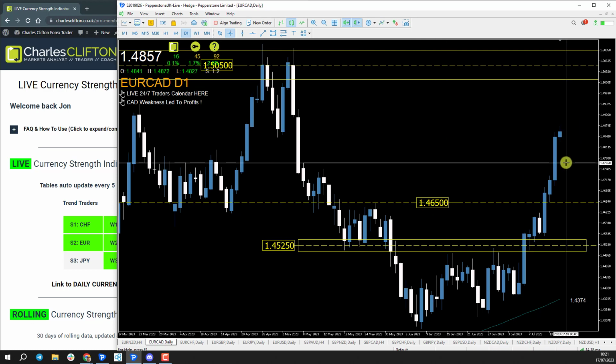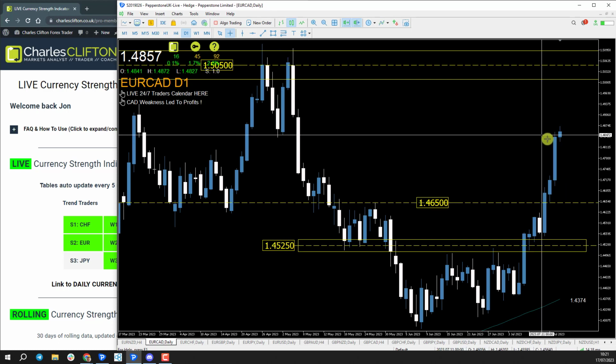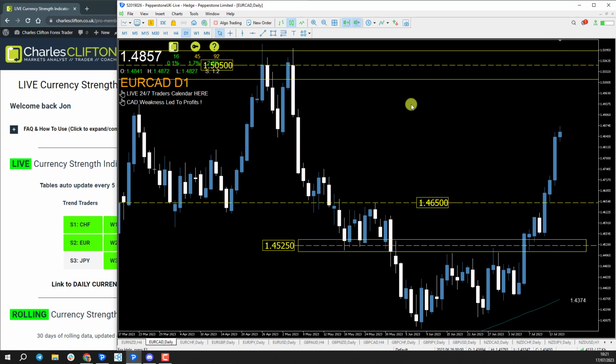Now, I'm expecting a bit of resistance here. Reason being is because we're at the neckline of that pattern at the moment, which is that 1.4856 or 1.4850. So I'm expecting a little bit of a pullback here, and I'm looking to see if price can come down a little bit lower.